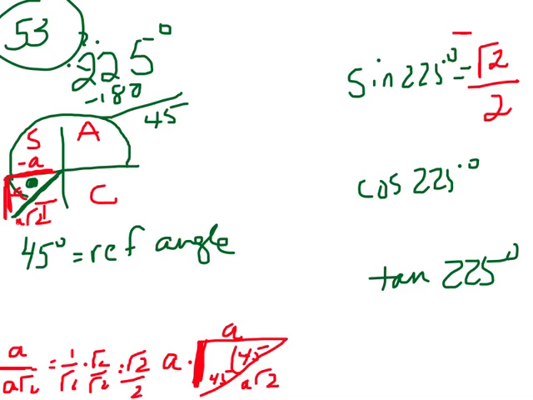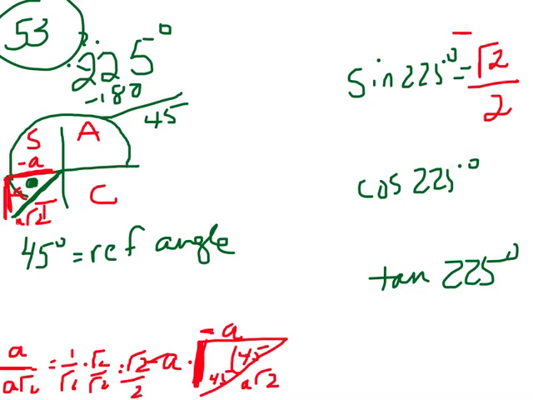So when I did my opposite over hypotenuse, it would have been negative a over positive a square root of 2. That's why it comes out negative. But if we don't want to think that every time, we can just use the all students take calculus and just slap the sign on the angle after we get it, okay? That's what a lot of people like to do.